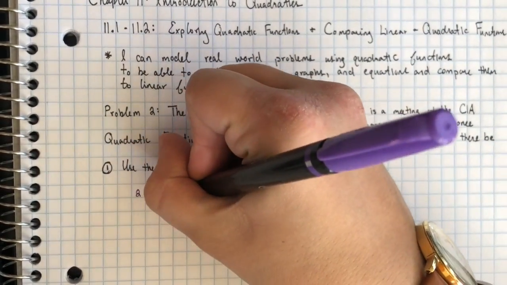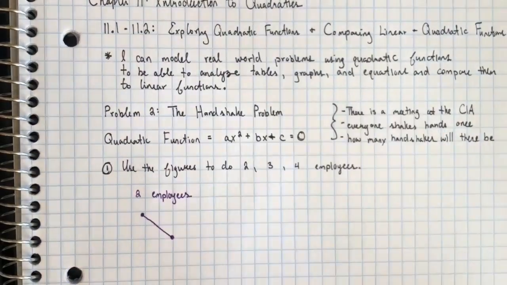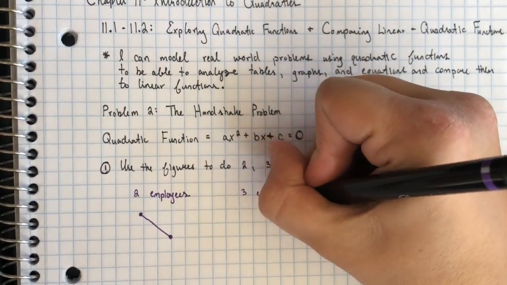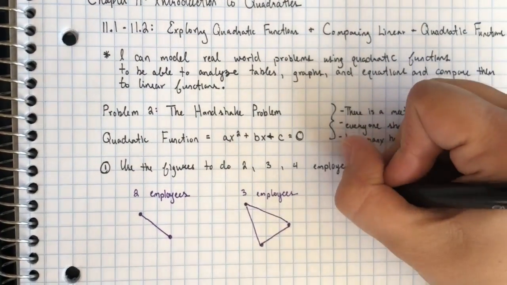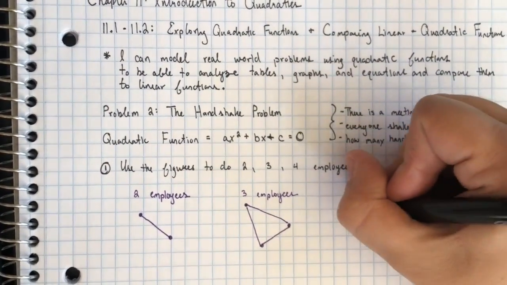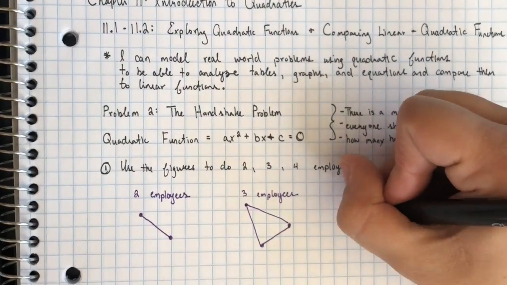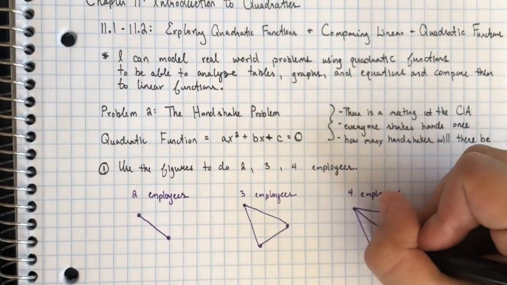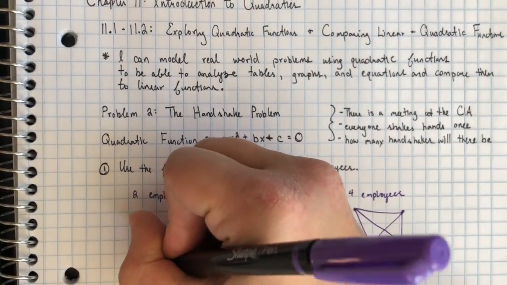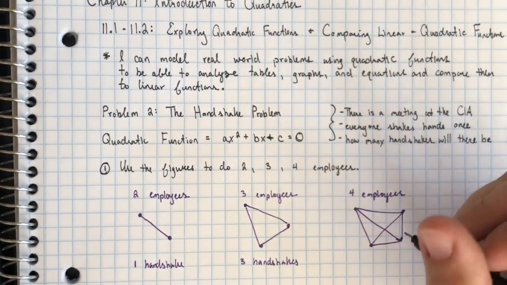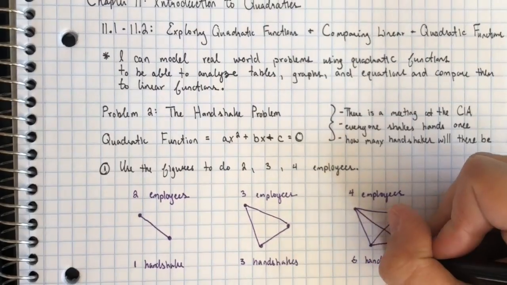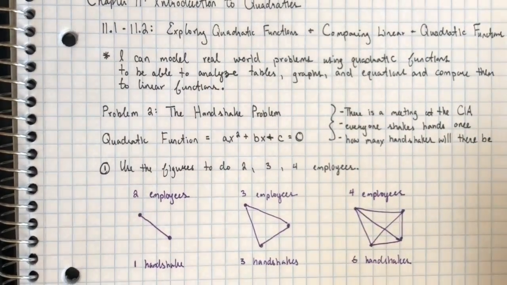So let's look at 2 employees. If there's 2 employees in the room, obviously there's only one handshake. There's 2 people, they get connected by that one handshake. If there's 3 employees in the room, they get connected by 3 handshakes. And if there's 4 employees in the room, they get connected by 6 handshakes. Again, we want to make sure each employee is connected to each other employee at least once.